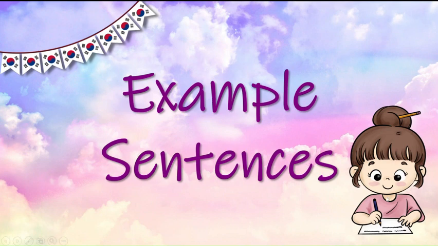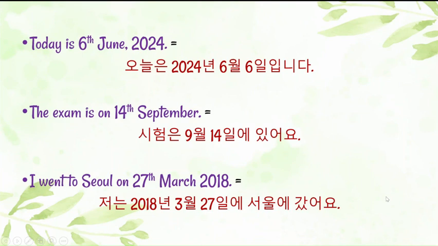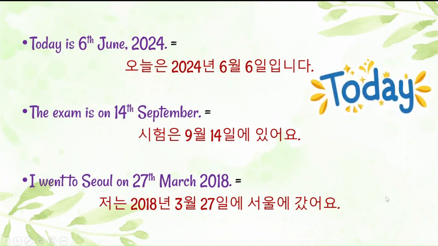Okay, now let's look at the first example. Today is 6th June 2024. In Korean, it is going to be 오늘은 2024년 6월 6일입니다. 오늘 means today, and 6th June 2024 in Korean is 2024년 6월 6일. And 입니다 comes from the Korean verb 이다. The present tense conjugation for it is 입니다.